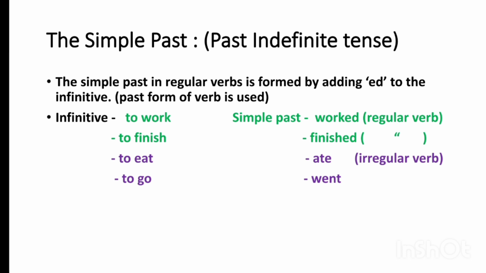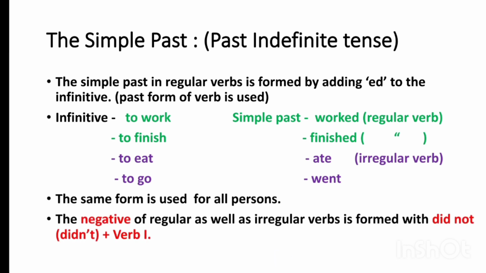Eat, go, sing, drink, bring. Eat, the second form is ate. To go, that is went. So irregular verbs you have to learn. You will have to memorize them. The same form is used for all persons. So that's a good thing here.